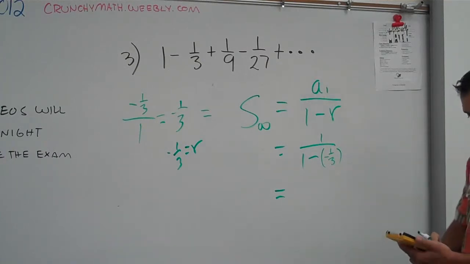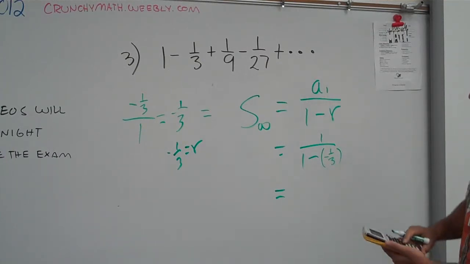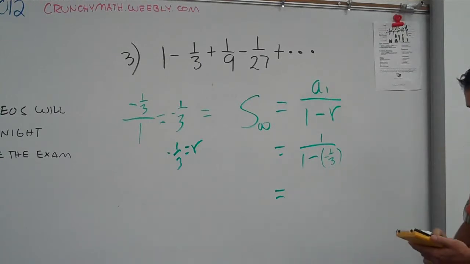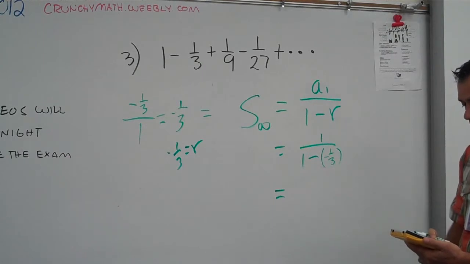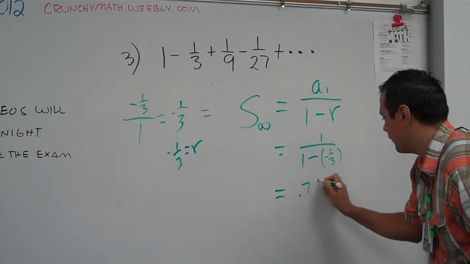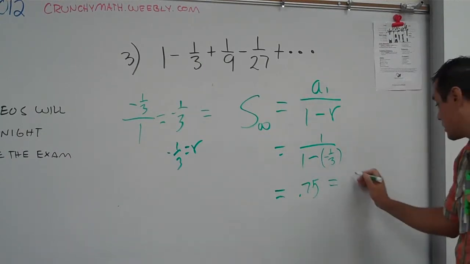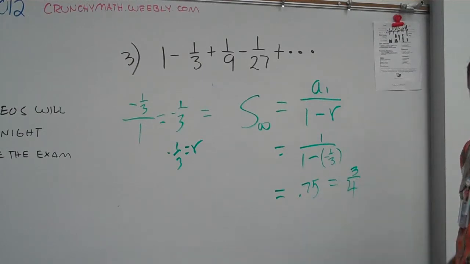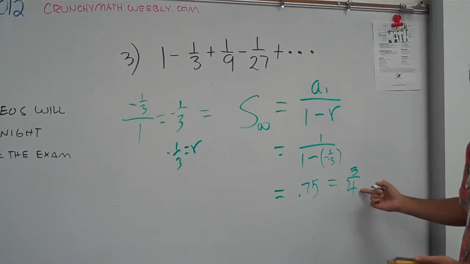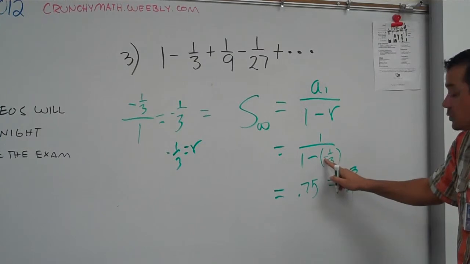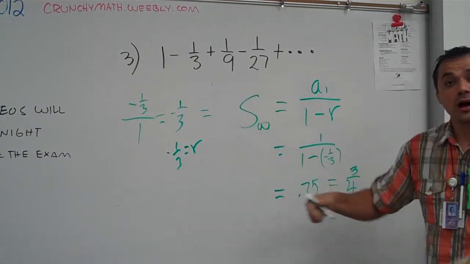So here we go. We get 1 over, open parentheses, 1 minus negative 1 over 3. And we end up getting 0.75, which we all know is 3 over 4. And that is the answer for that. Once again, be very careful with your signs. Be very careful with how you find your R.